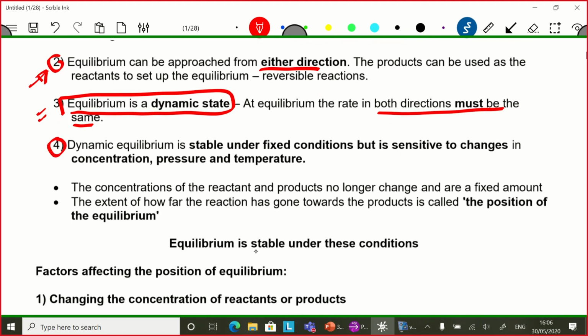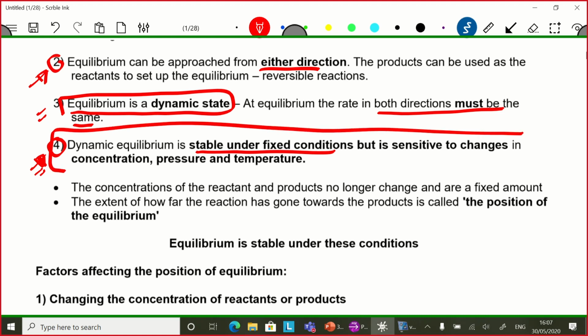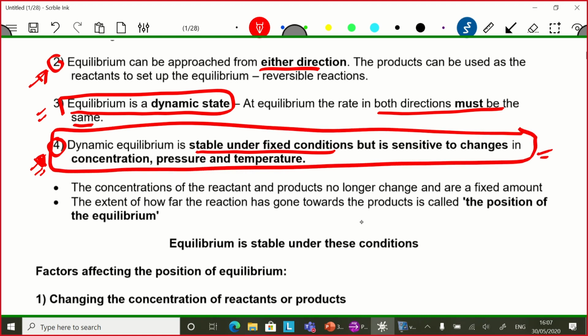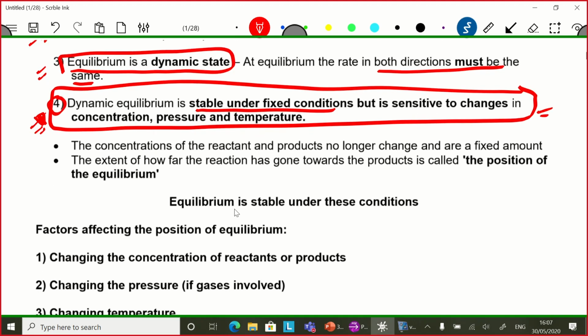The last condition you need to remember is that dynamic equilibrium is only achieved or stable under fixed conditions. If you change any of these conditions, you're going to disrupt the equilibrium, and then you're going to see that some of your reactant combines to form more product, or some of the product is broken down to form more reactant. Some of the things we're going to be studying are how these parameters, the temperature, the pressure, and the concentration, affect the dynamic equilibrium.